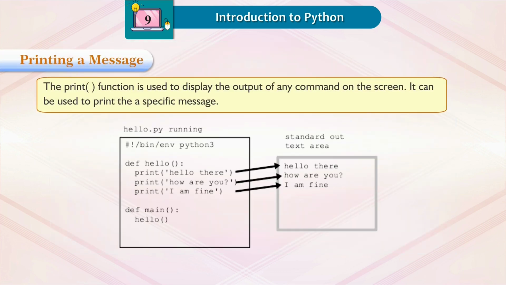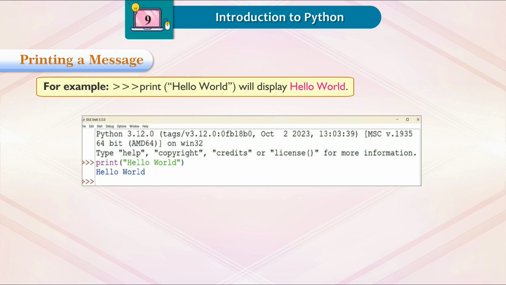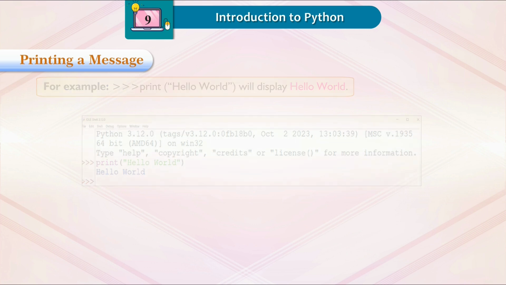Printing a message. The print function is used to display the output of any command on the screen. It can be used to print a specific message. For example, print("Hello World") will display Hello World.